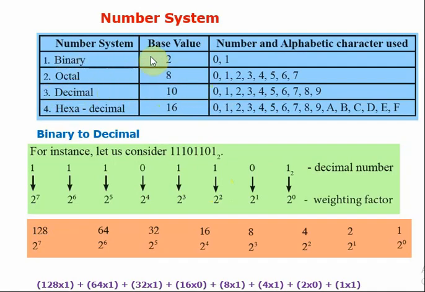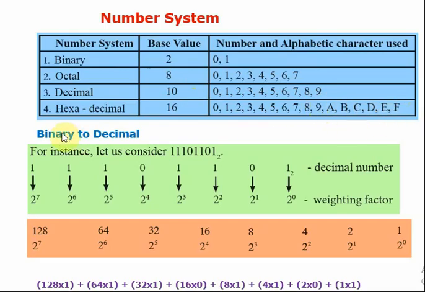Binary, the computer system, always uses 0 and 1. The base is 2. Octal, the base is 8, with numbers 0 to 7. If any octal number is represented using the digit 8 or 9, then that octal number is wrong, because these are not possible digits, right? And similarly hexadecimal, there will be 0 to 9, and then from 10, A, B, C, D, E, F. The value of F is 15.